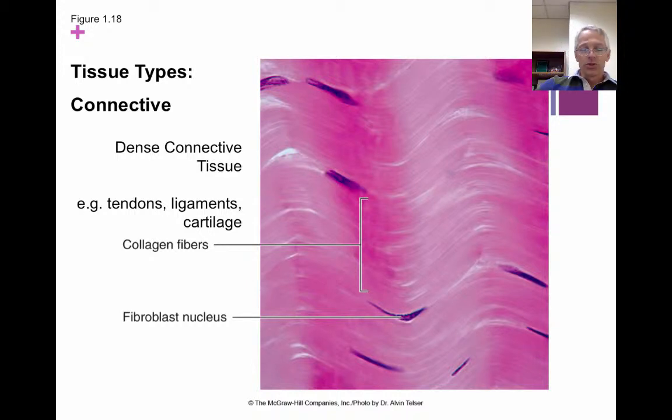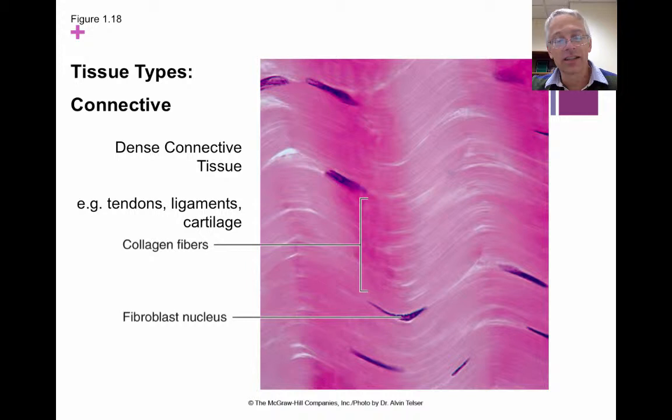Dense connective tissues are, as the name suggests, more dense. The cells are packed more closely together, and there tends to be also a matrix of protein, a lot of protein in the dense connective tissue, and that gives it structural strength and sometimes elasticity depending on the tissue.